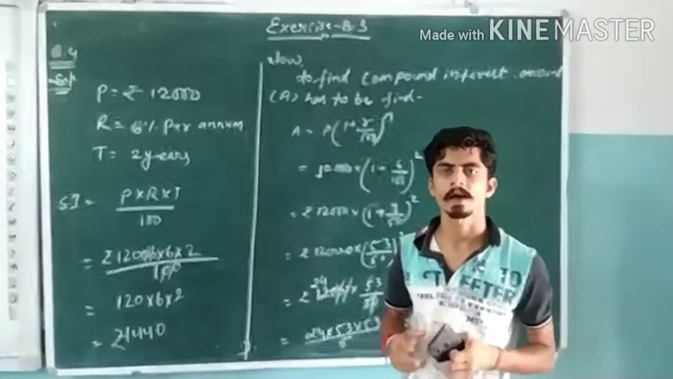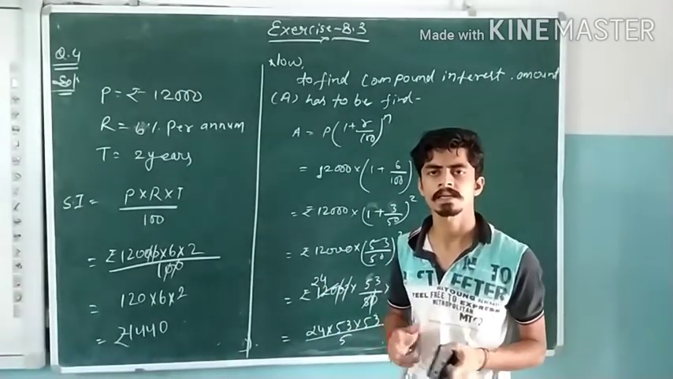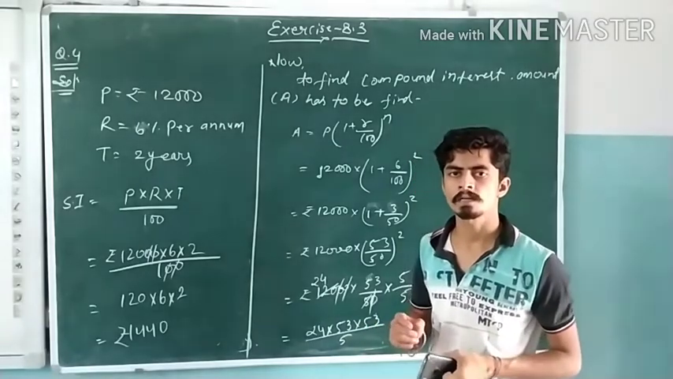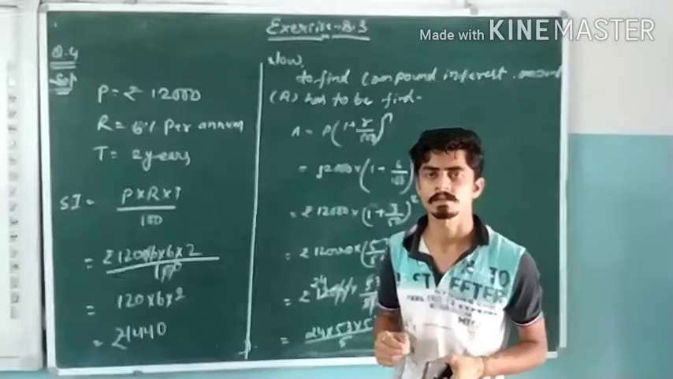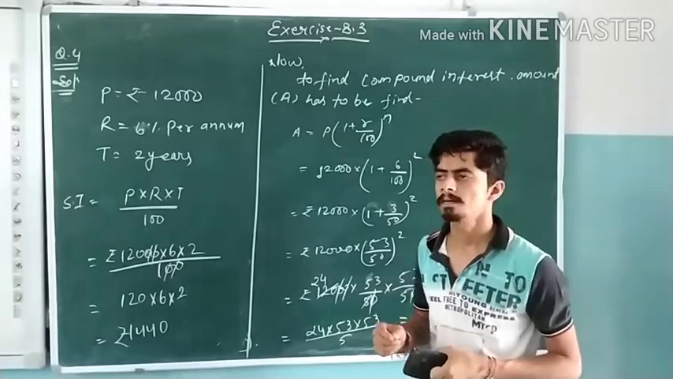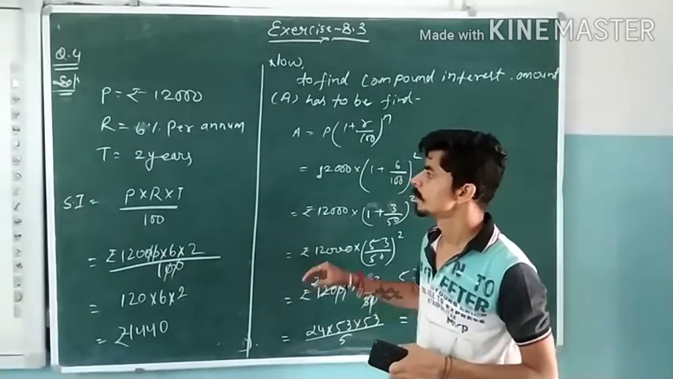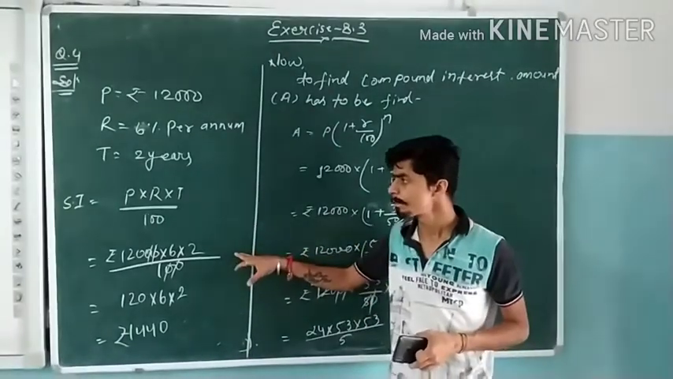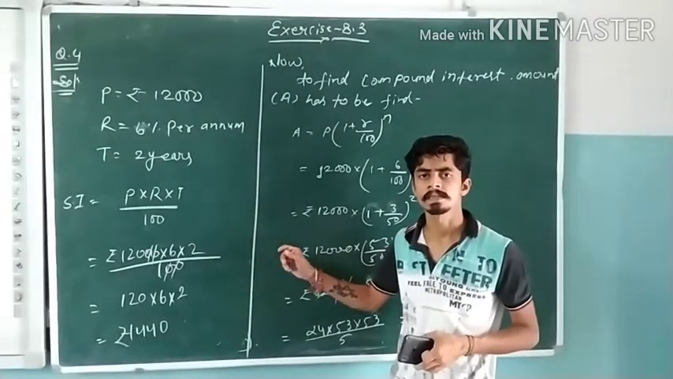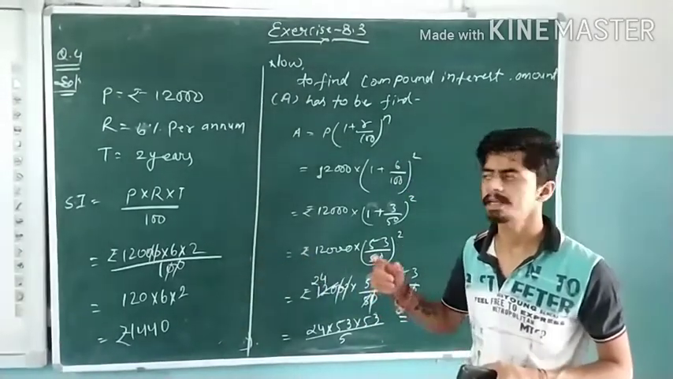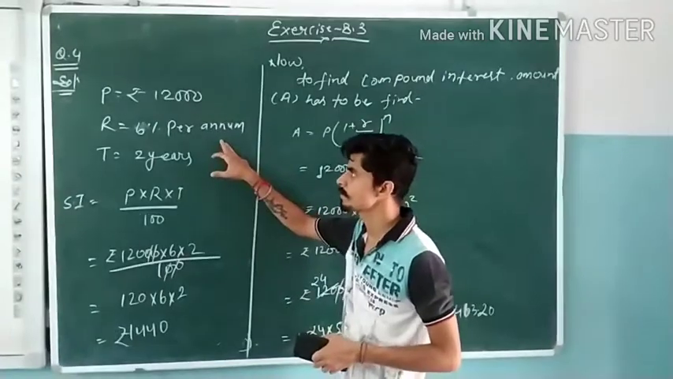After that we have to find the difference between the SI and the CI, and what particular amount is the difference. So for this we have to find the basic difference between the SI and the CI. So let's start the solution of question number 4.